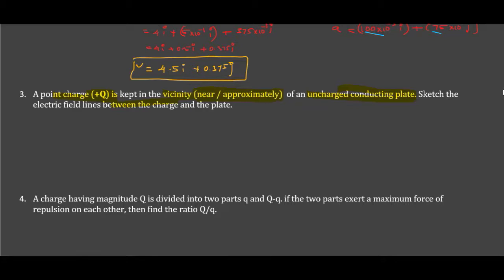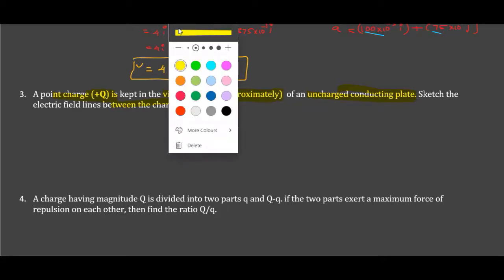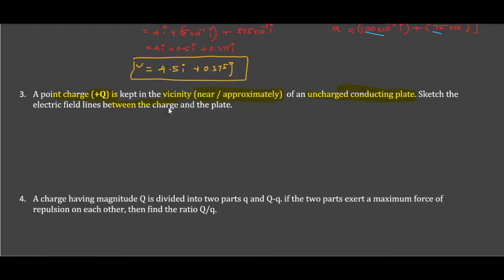Sketch the electric field lines between the charge and the plate. So first we will draw a plate. This is my conducting plate. For example, I can draw like this. So nearby I am going to place a positive test charge. This is Q.